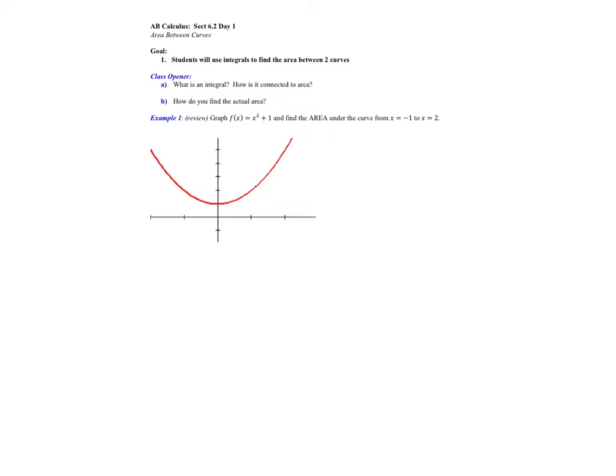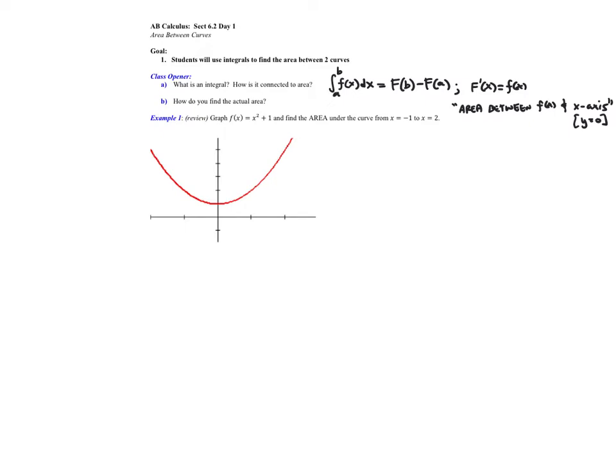Okay, so class opener: what is an integral and how is it connected to area? Well, an integral takes on the notation integral from a to b of f of x dx. And that's equal to, using the first part of the fundamental theorem, big F of b minus big F of a, given that the derivative of big F is equal to f of x, right? And geometrically, that just means the area between f of x and the x-axis, which is actually the function y equals 0. That's the x-axis.